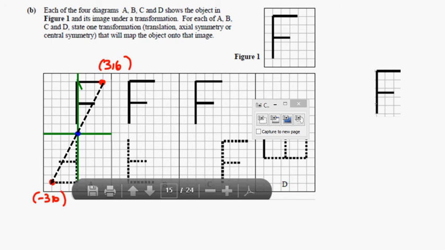Take another point as an example. Take this point here at the very top. That's 0,6. And this point then turns into 0,-6. So we can see that this graph A, because this is graph A, this is graph B, this is graph C, and this is graph D. Graph A is done by central symmetry.